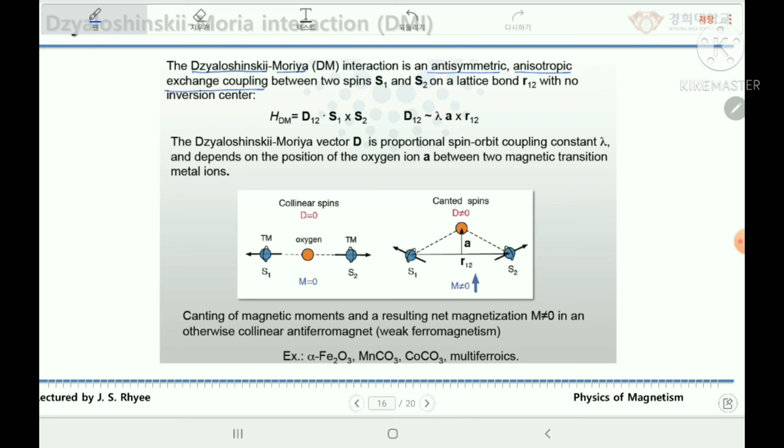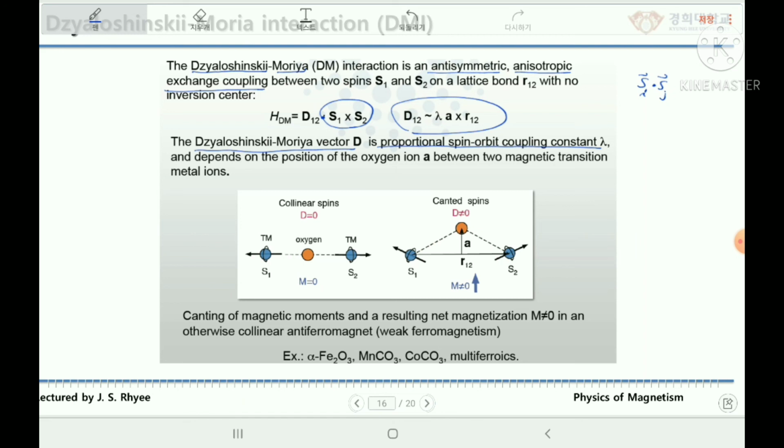Basically, from now on, we consider for the spin exchange interaction S_i dot S_j, like this, is a dot product. Dot product means that the projection component of the two spins is important, but here they consider the cross product, D dot S_i cross S_j. Here D is the Dzyaloshinsky-Moriya vector, and it is proportional to the spin-orbit coupling constant. Therefore, this DM interaction is observed in high spin-orbit coupling materials like heavy elements.